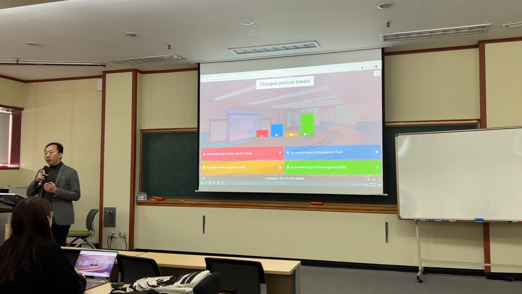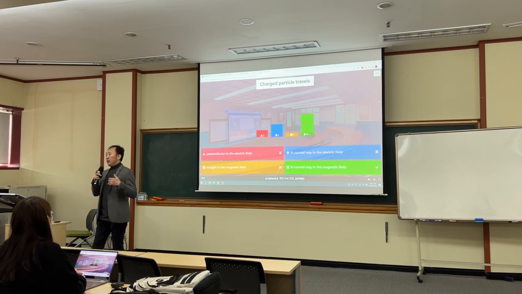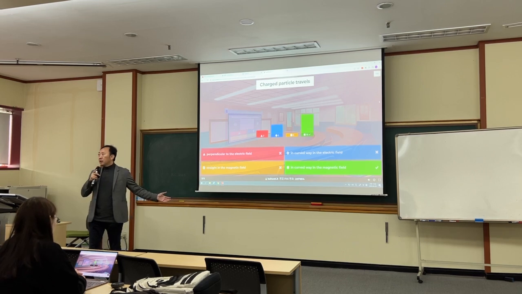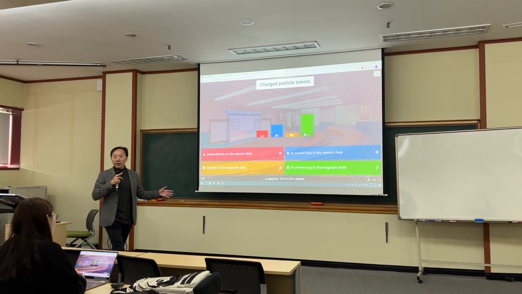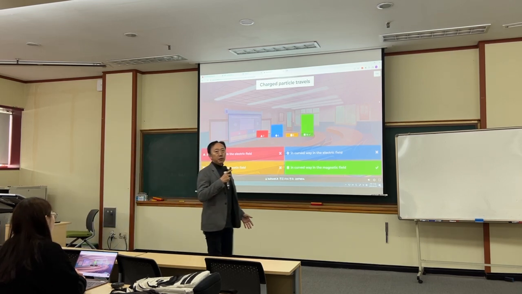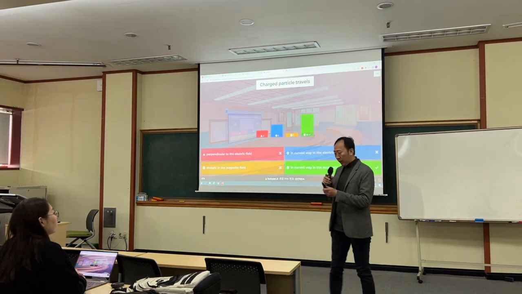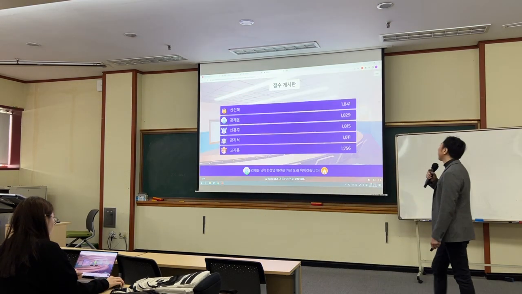Okay, so there are electric field, magnetic field, and charged particle. We don't have a magnetic particle here, but this is utilizing the basic physics, the principle, and then we can get this neutralized.